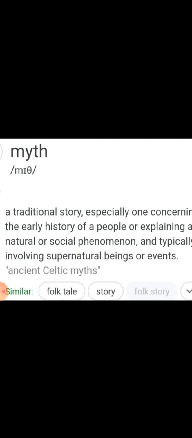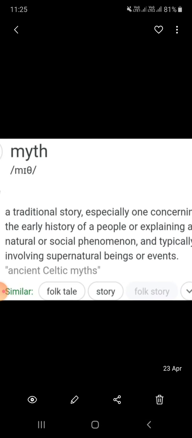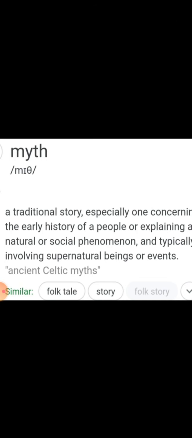And here we go with the word myth, which tells you briefly about the story: a traditional story, especially one concerning the early history of a people or explaining a natural or social phenomenon, and typically involving supernatural beings or events. So this word takes you very deep into the story. Let me begin the story now.